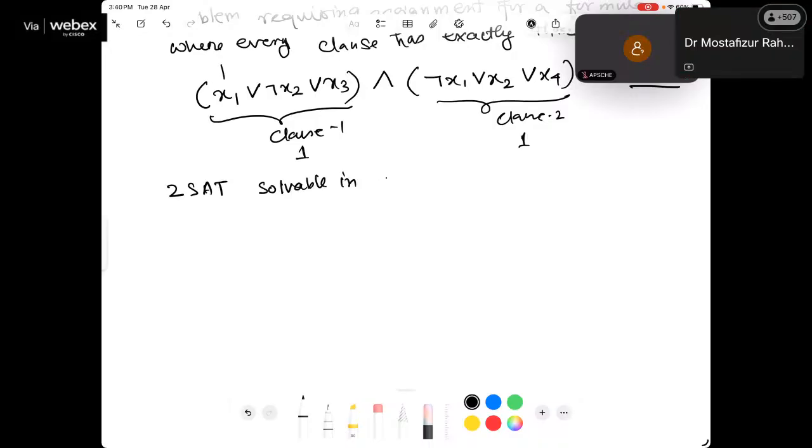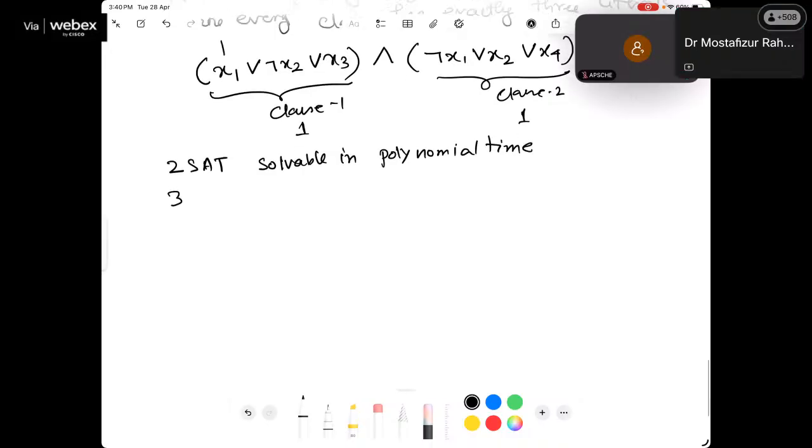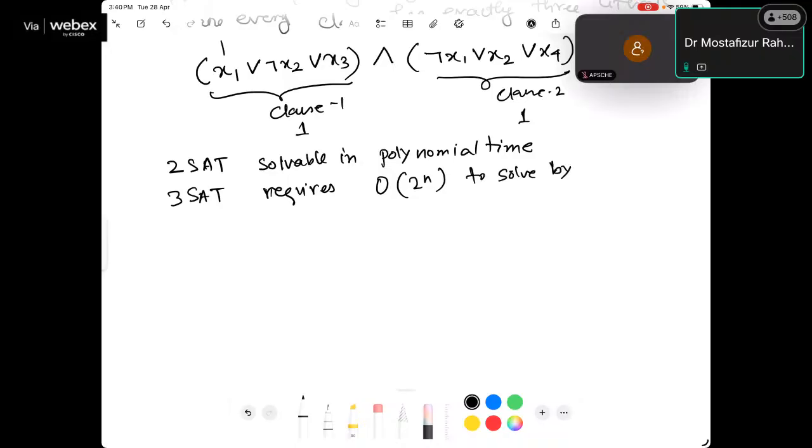in polynomial time. But 3-SAT problems generally require order of 2 to the power n to solve by brute force. That means these have exponential time complexity when solved by brute force.